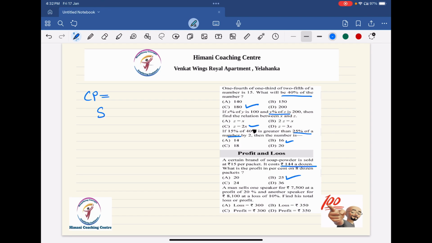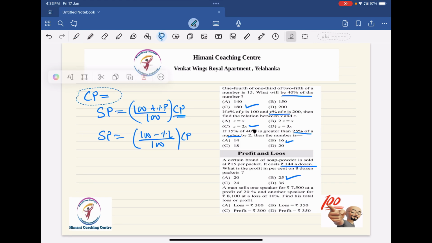See, if you guys remember, the formula for SP is what? SP is 100 plus percentage profit over 100 times CP. And if loss is there, then SP is 100 minus percentage loss by 100 times CP. So from this we can say that CP is 100 times SP by 100 plus profit percent. Can I say that? So I'm just using the formula.